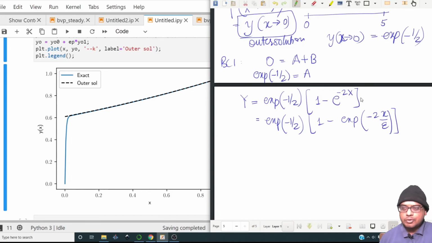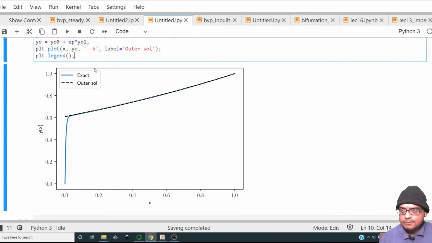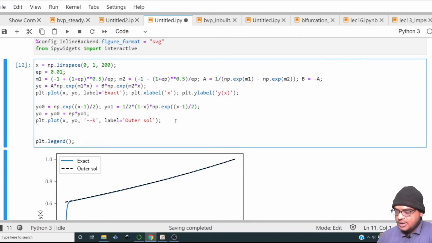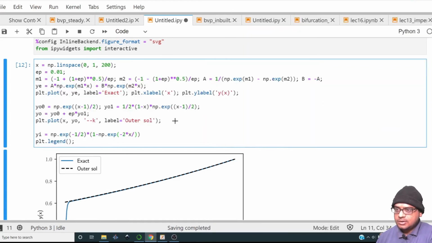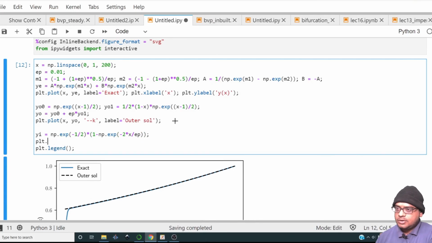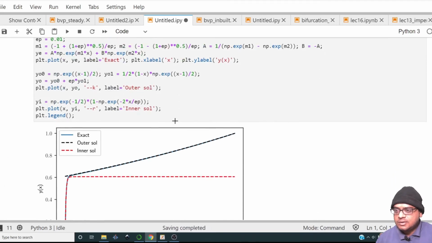Let me now plot this particular function and see what happens. So I'm going to call it yi. So it's exponential of minus half times 1 minus exponential of minus 2 times x by epsilon. plt.plot x comma yi. Let me make a red dashed line, label inner solution. So yeah, let's plot them and see.